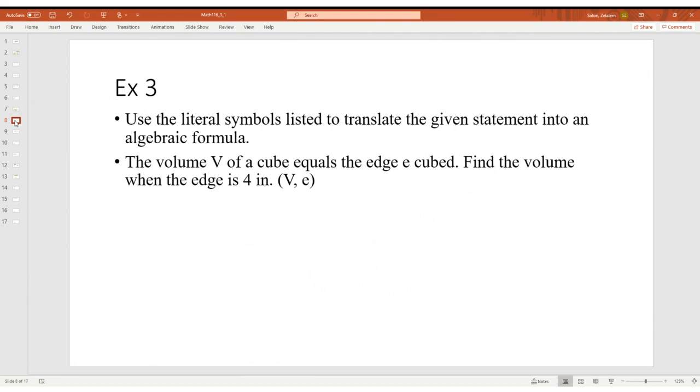Use the literal symbols listed to translate the given statement into an algebraic formula. So the volume V of a cube equals the edge e cubed. Simple expression. Find the volume when the edge is 4 inches. Finish this and type your answer in the chat.